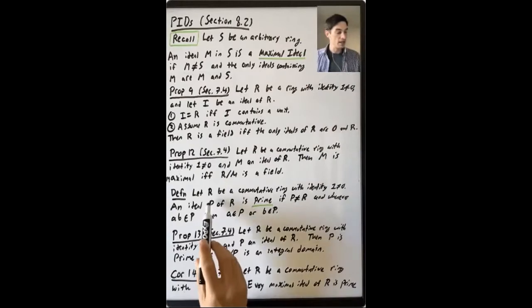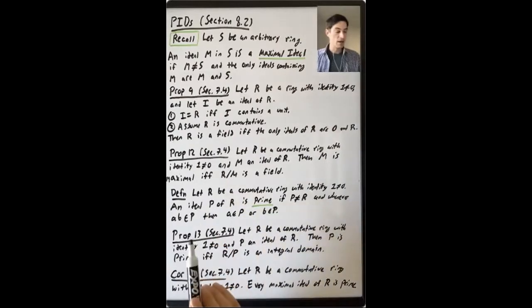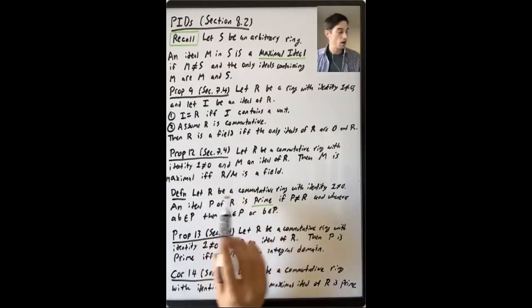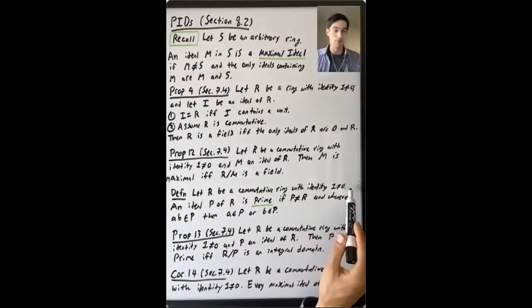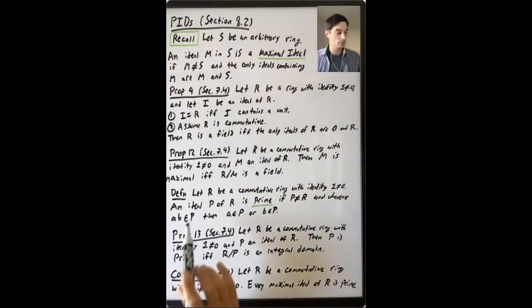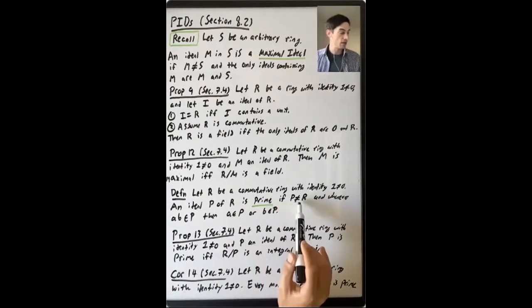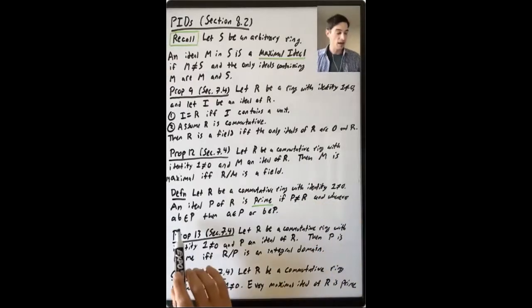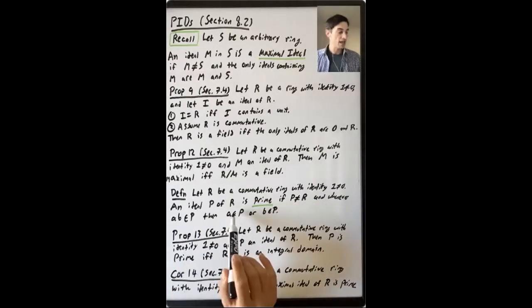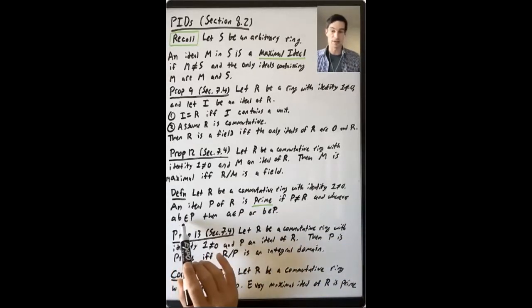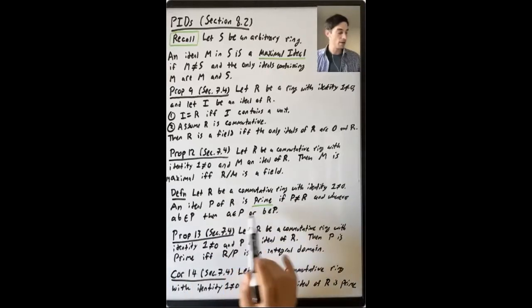We also studied prime ideals, but in order to define a prime ideal, we want to suppose we're in the case that R is a commutative ring with identity 1 not equal to 0. An ideal P of R is prime if it's not equal to the whole ring, and whenever a times b is in the ideal, that means a is in the ideal or b is in the ideal. So whenever a product of two things in R lands in the ideal, one or the other of those elements had to be in the ideal already.